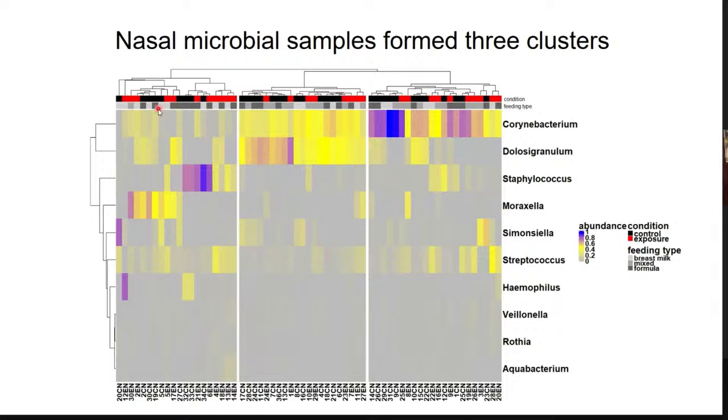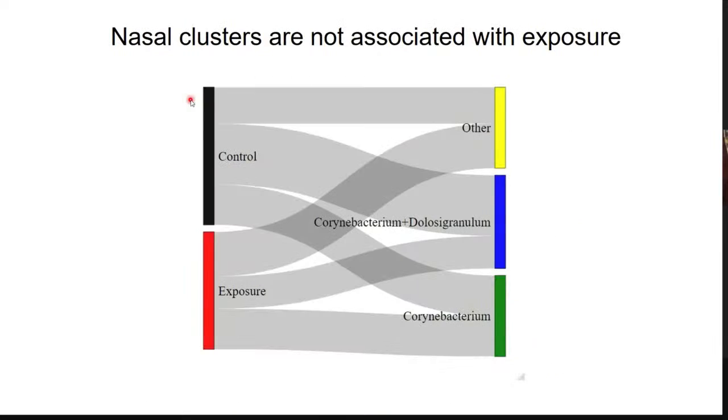But we didn't see any differences between the exposure and the control groups. As you can see, this is the bar to show for each cluster, the exposure or the control infants, the numbers are pretty similar. This is a different way to show that the controls and the exposure group don't have a difference when we use the three clusters to define them. So both of them go to these three clusters very evenly.